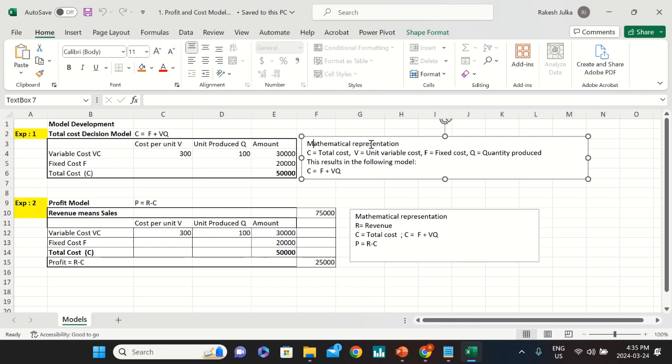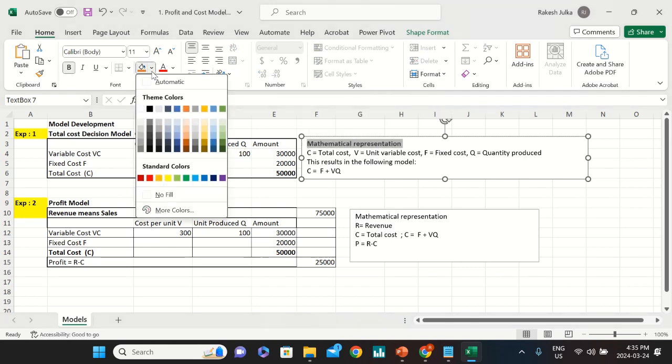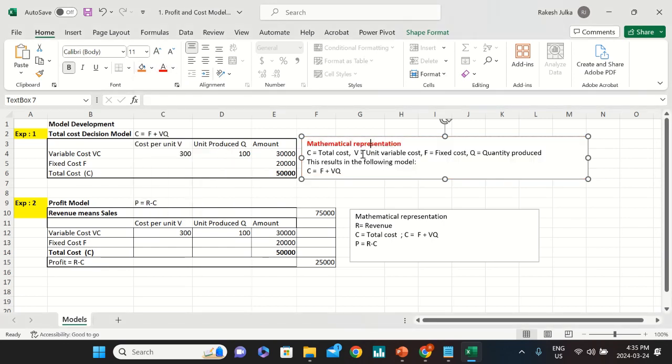On the right hand side is the mathematical representation that we have here. C stands for cost, the total cost. V is the unit variable cost. F is the fixed cost, and Q is the quantity produced. The result of this model will be C is equal to F plus VQ. So V is the variable cost per unit, and Q is the quantity.